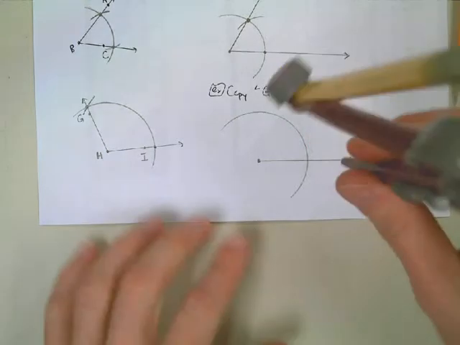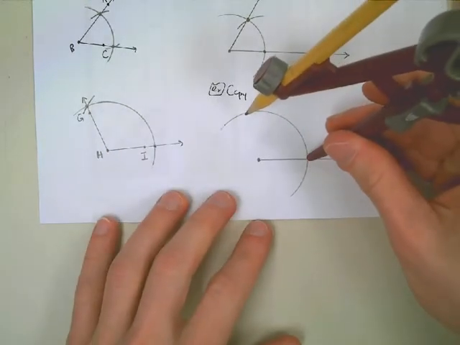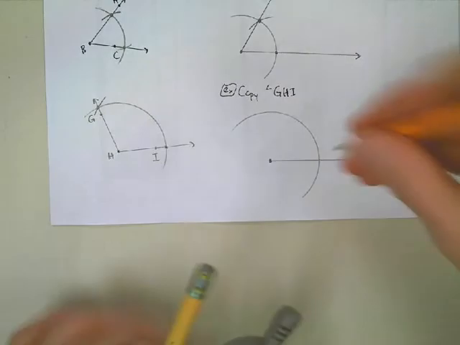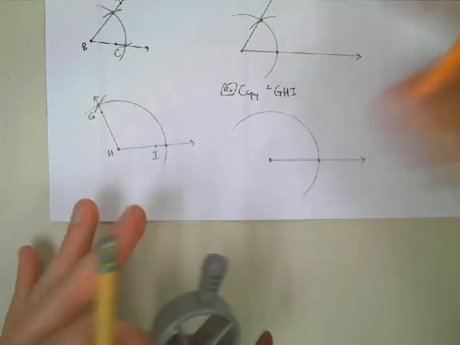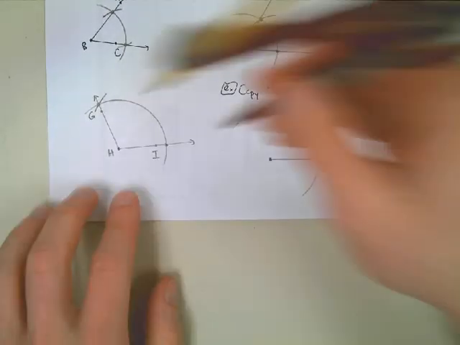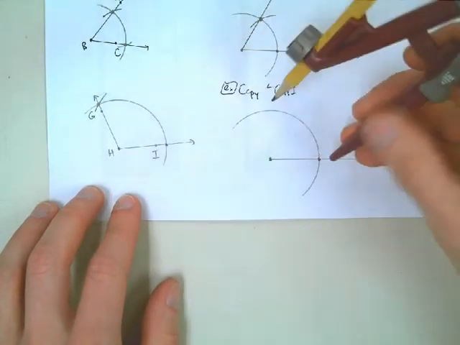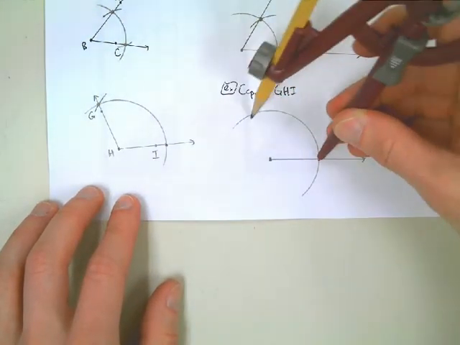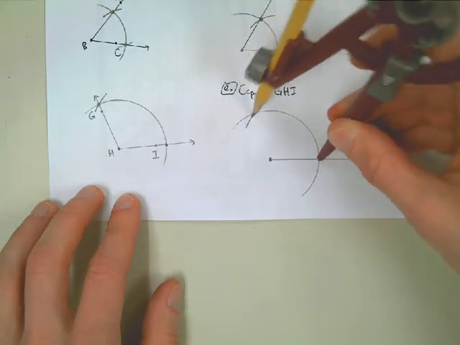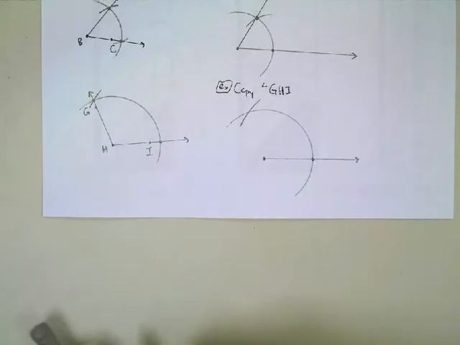And just like what we did here, right? We measured that off and swiped. We're going to do the same thing over here. Measure it off and swipe. And X marks the spot. Okay, X marks the spot. So we're going to take our straight edge then and finish off the angle.